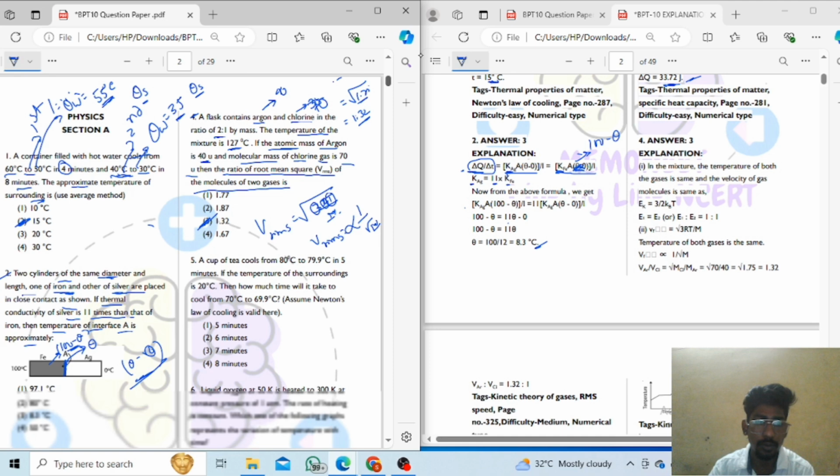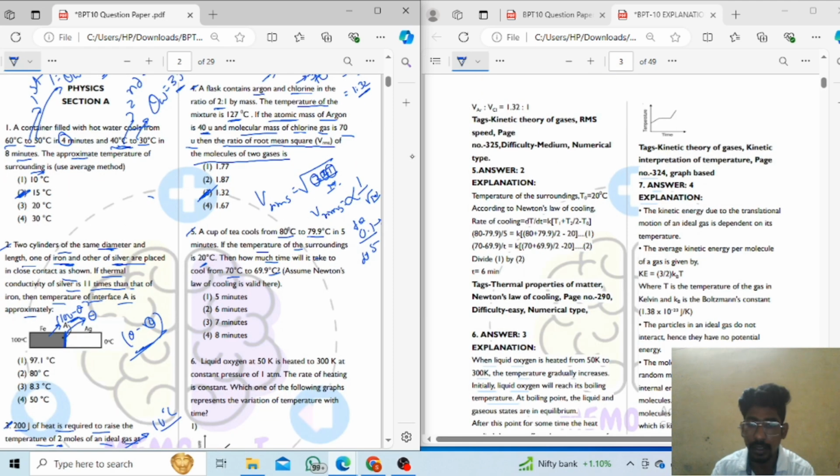Same as I already told you, d theta by dt equals k times the difference between the mean temperature and theta s, the surroundings. Put the values here. In the first case, d theta is 0.1 and the time is 5, and T1 plus T2 by 2 means 80 plus 79.9 by 2. The surrounding temperature is 20 degrees. In the second case, it is 70 minus 0.16 by t, here t has to be calculated, and k is the same.